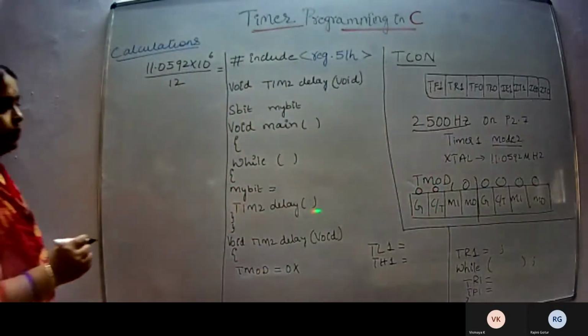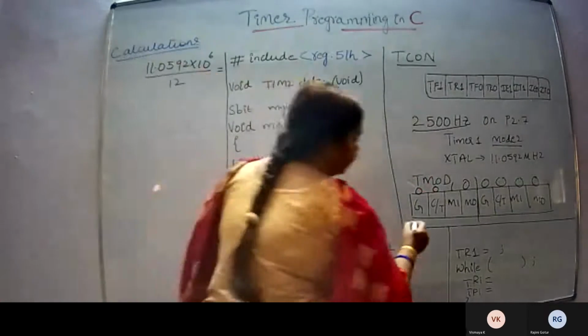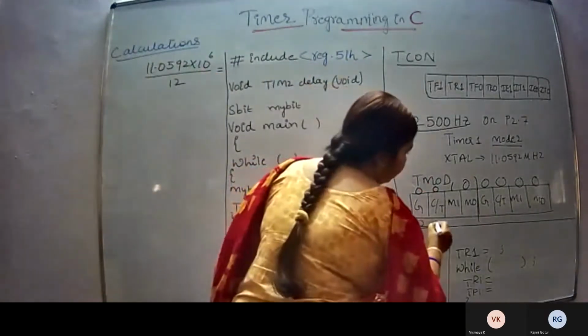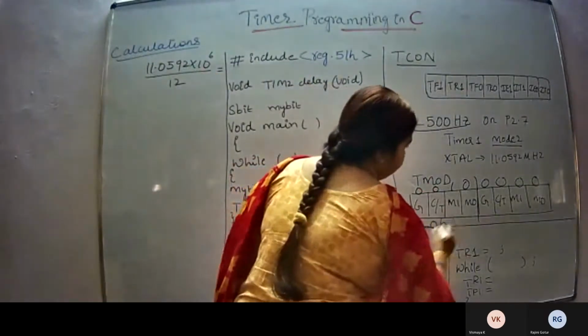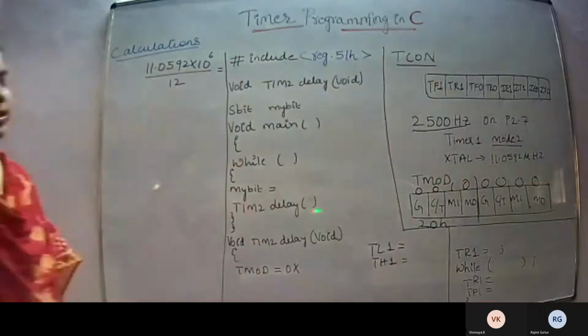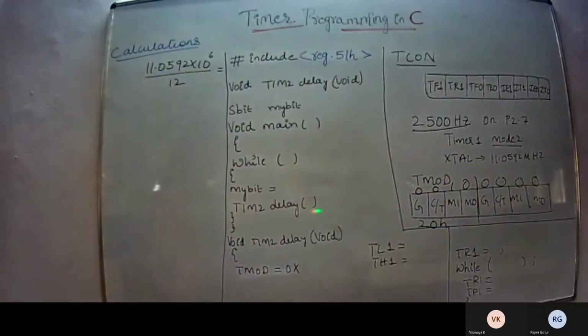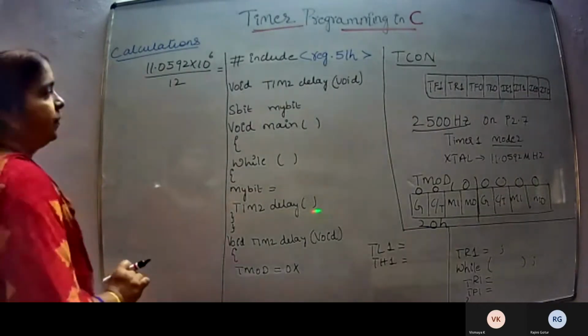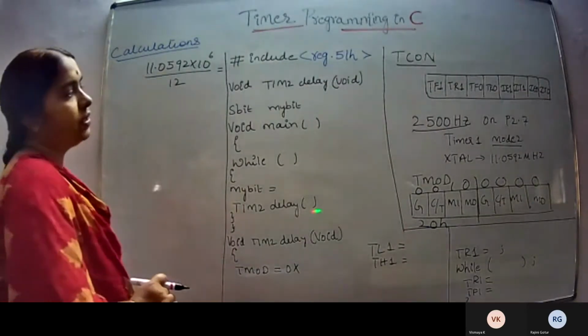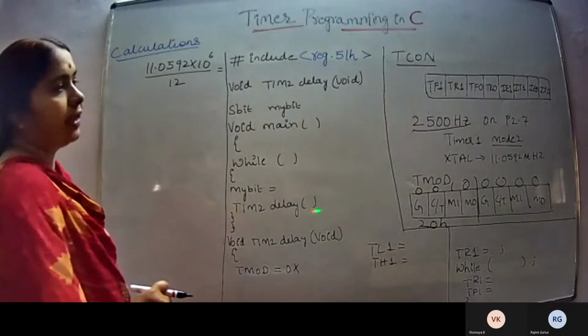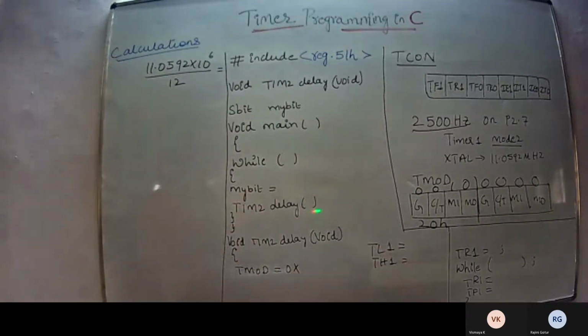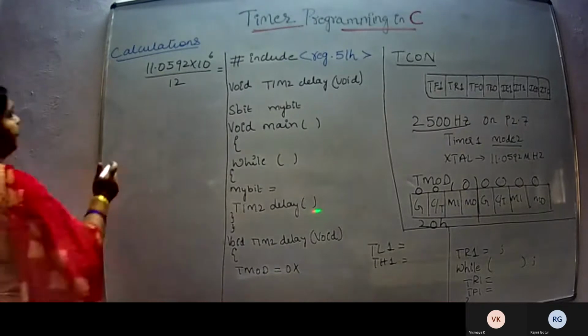What is the value? It is 20H. This is the value that should be loaded in the TMOD register, written in hexadecimal. Next, they have given the frequency, 2500 hertz. What we have to do with the frequency? The frequency has to be converted to time period.